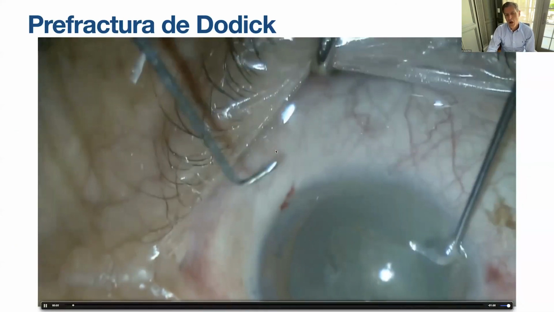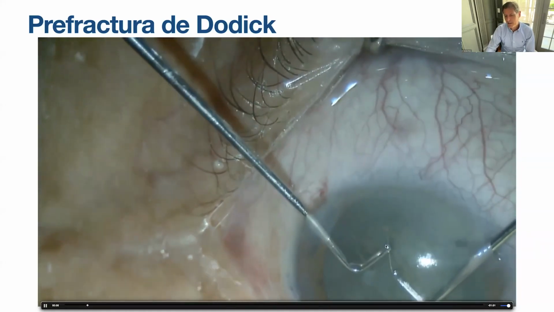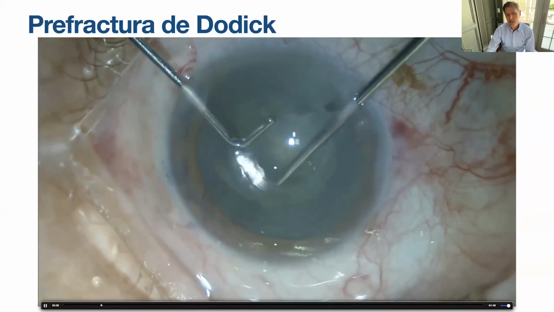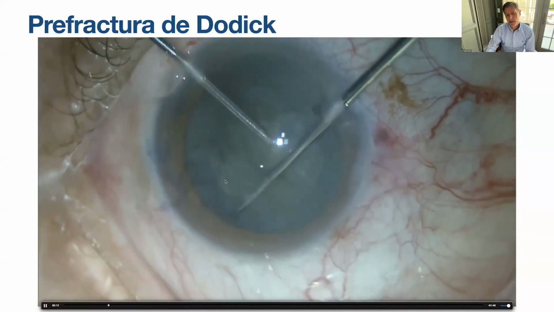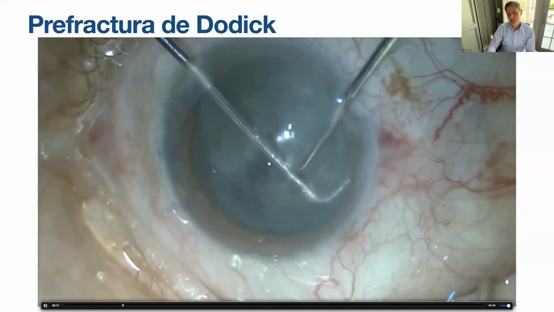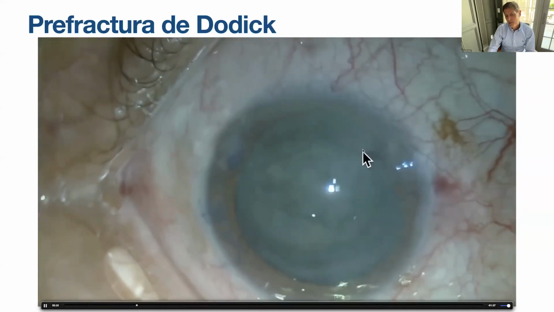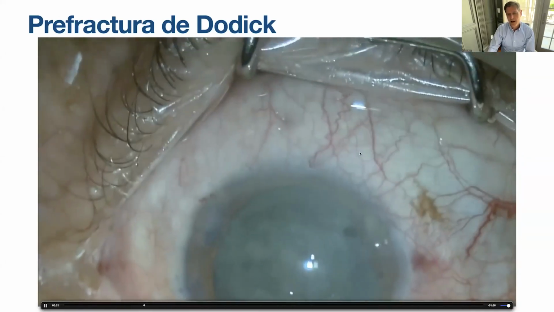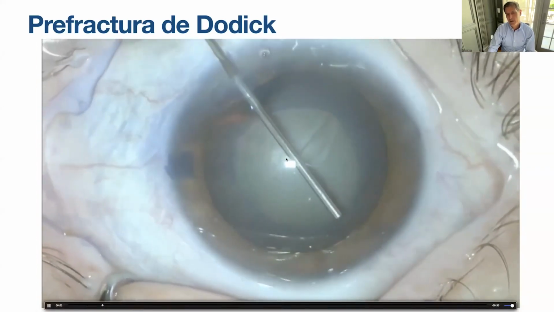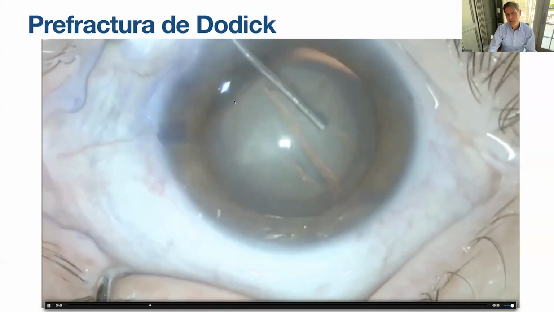So here we see the choppers. They're called the Dodick command choppers, and they have a blunt tip and a sharp inside. So you go parallel to the capsule, and then you verticalize the chopper, and then you fracture into 3 pieces in this case. Then this is a denser cataract, again, and then 5.